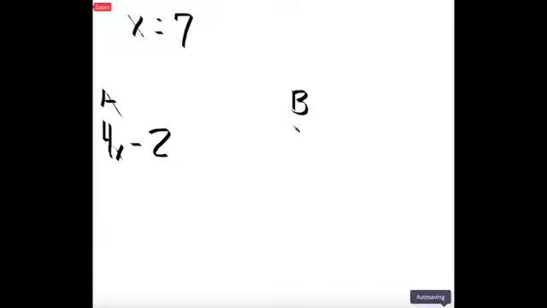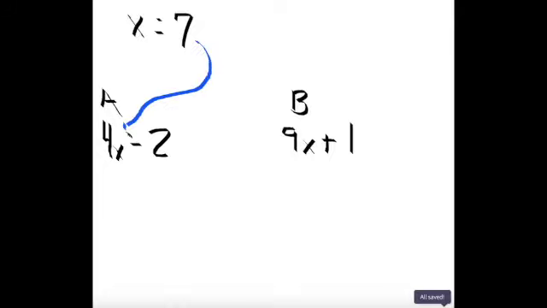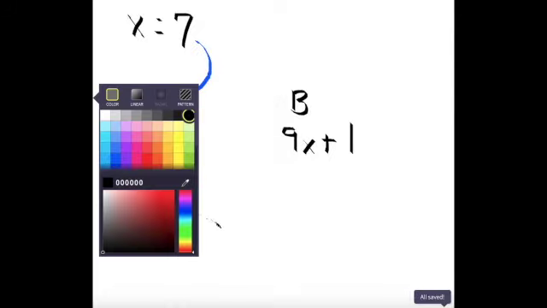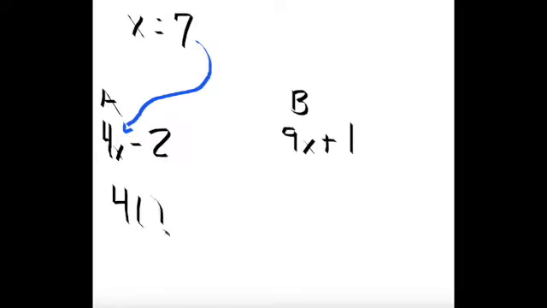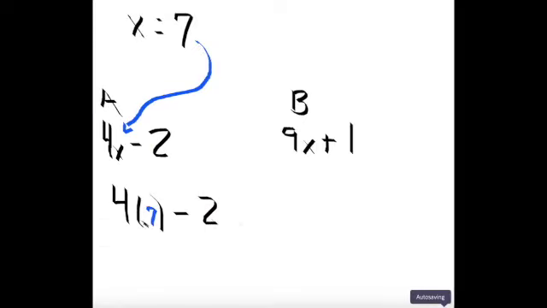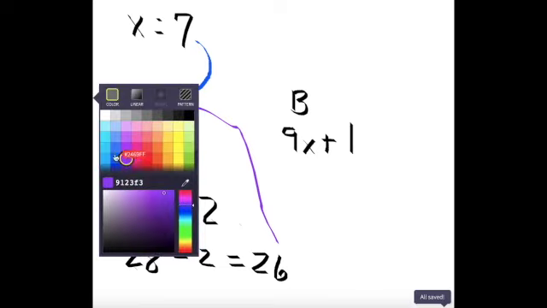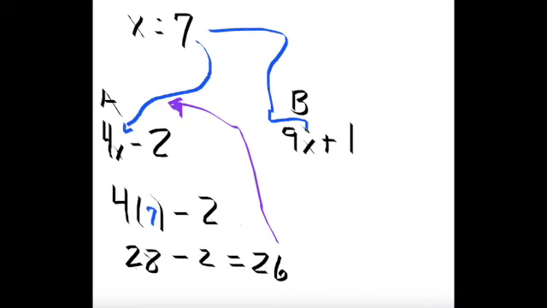If I was asked to solve for the angle and not to solve for x, I would have to take this value of x, 7, and substitute it into my original statements. So for angle A, I'd find 4 times 7, since I'm substituting that in, minus 2. So 4 times 7 is going to be 28, minus 2. So the measure of angle A is going to be 26. To do it for angle B, I would do the same thing. I'd substitute 7 in for x in 9x plus 1.